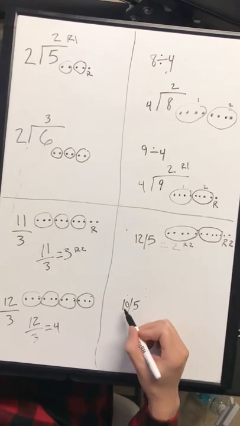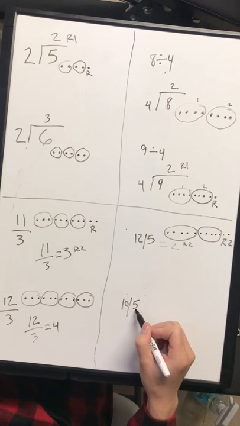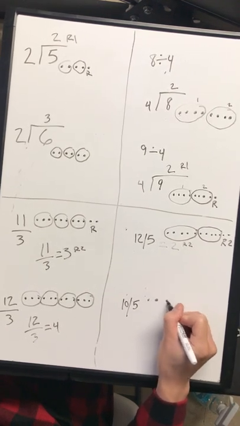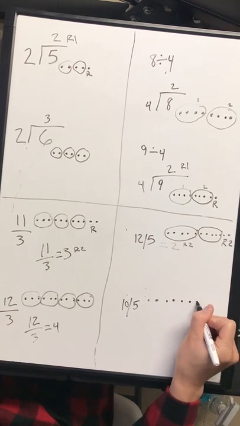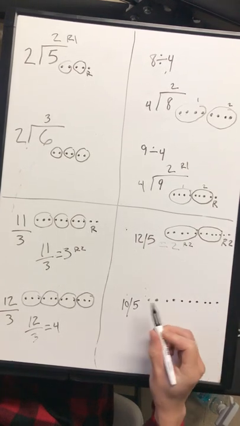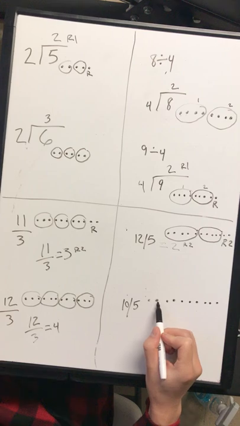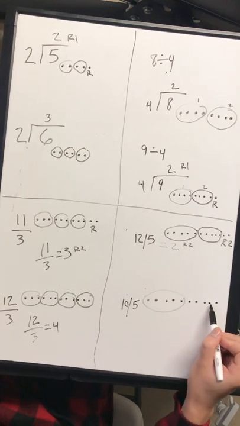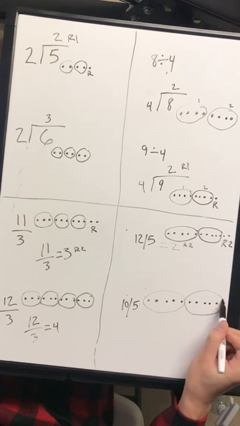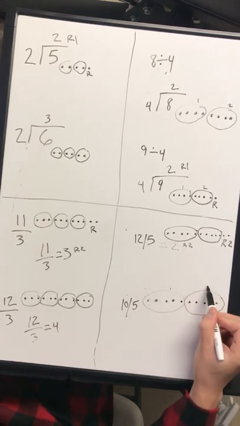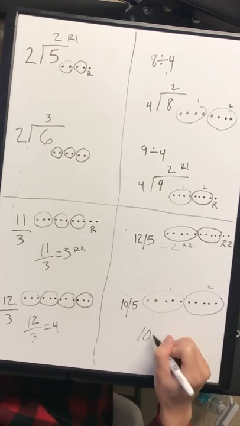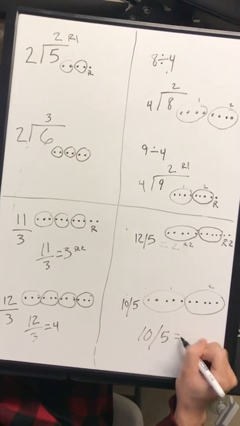And here I'm gonna do my 10 dots, and I'm gonna circle it after I count 5. 1, 2, 3, 4, 5, 6, 7, 8, 9, 10. Now I'm gonna count it 5 and circle. 1, 2, 3, 4, 5. 1, 2, 3, 4, 5. And I got two groups, 1, 2. So 10 divided by 5 equals 2.